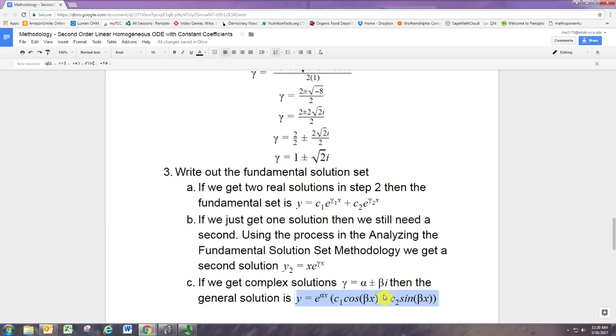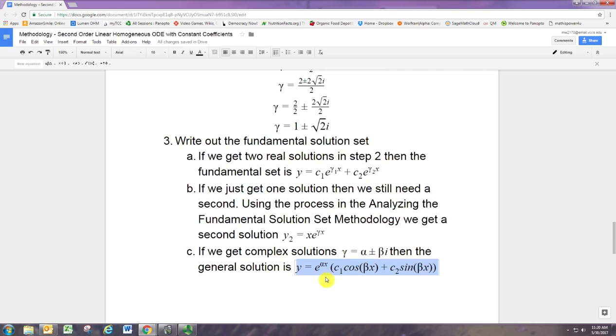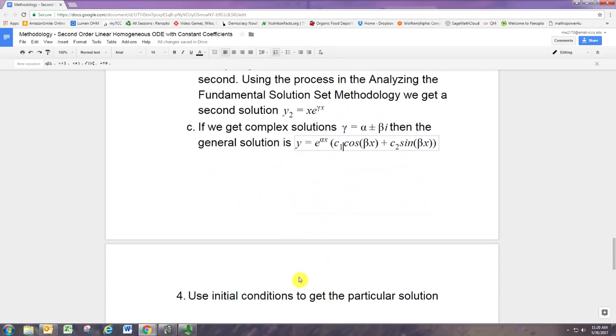Okay, so here's the formula for if you get complex solutions alpha plus or minus beta i, where alpha is the real part and beta is the imaginary part. You would just put alpha as your gamma, sort of, right, e to the alpha x. And then the beta goes in front of sines and cosines, and you have a real valued solution. So our alpha is 1, and our beta is square root of 2. So we can just get rid of the alpha there, and we can put in a square root of 2 here.